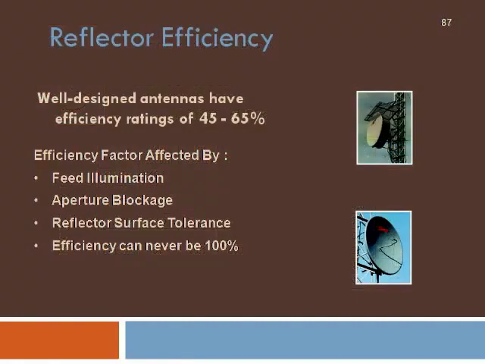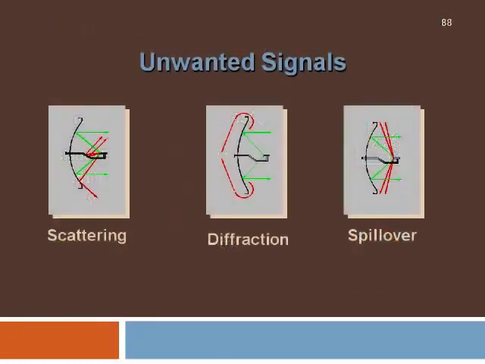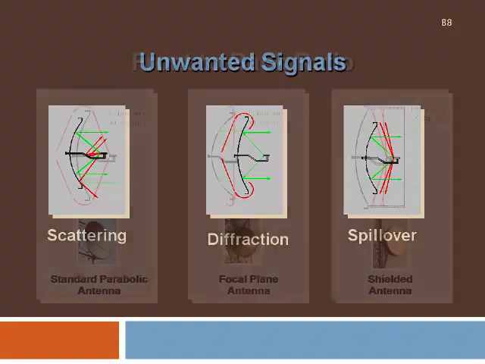The reflector efficiency. The efficiency is affected by feed illumination, aperture blockage, reflector surface tolerance. Efficiency is never 100% because of these parameters. What are the unwanted signals we may get with these things? One is scattering, the other one is diffraction at the edges, leading to spillover. That is, the signal will be able to travel onto the reverse side of the parabolic reflector and start radiating in the back side, giving rise to a high F by B ratio.